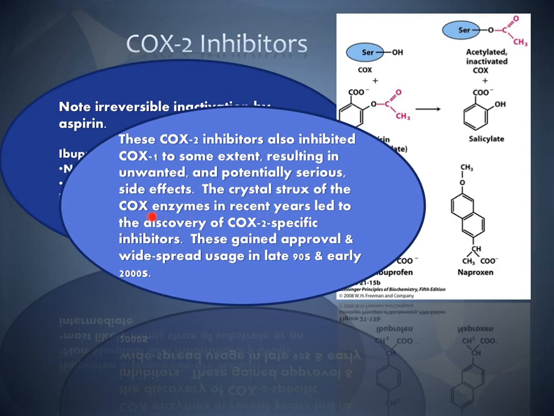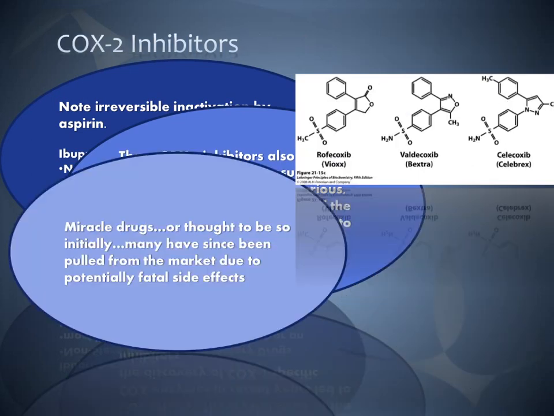So what happens is they looked at the crystal structure of the COX enzymes. They found some that they said were specific only for COX-2. So therefore, COX-1 would be spared, and you wouldn't have any problems. And so they thought these were miracle drugs, especially in the late 1990s and early 2000s. Some examples are Vioxx, Celebrex, and some of these. So they started to sell these out the wazoo. That's the scientific term, by the way. But what happened is that they've since had to take them off the market.